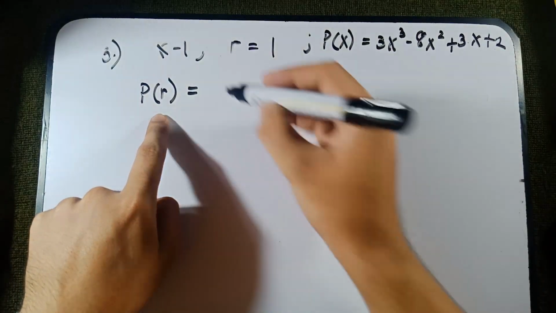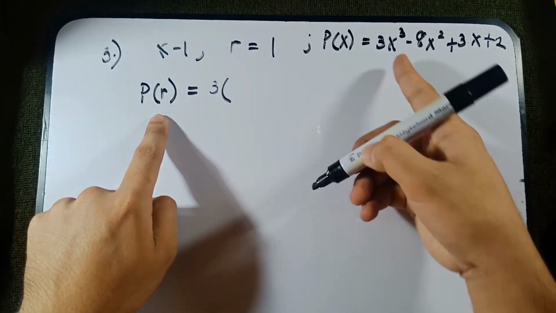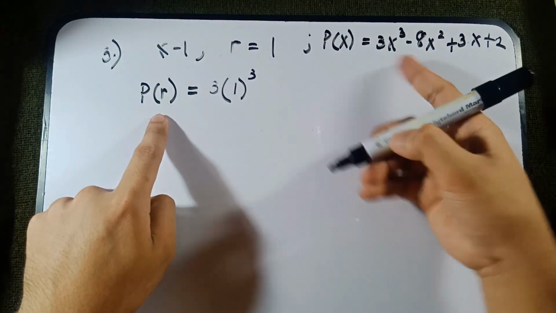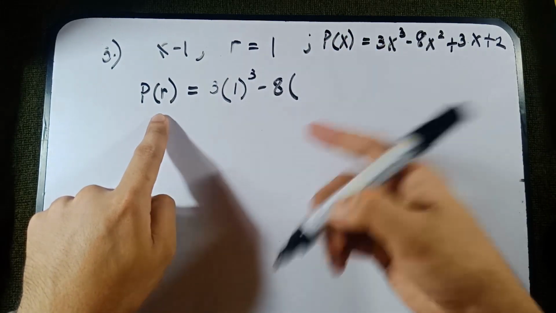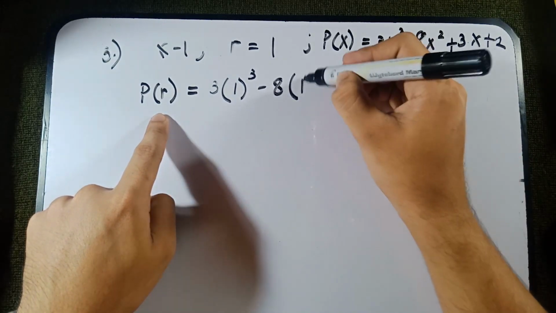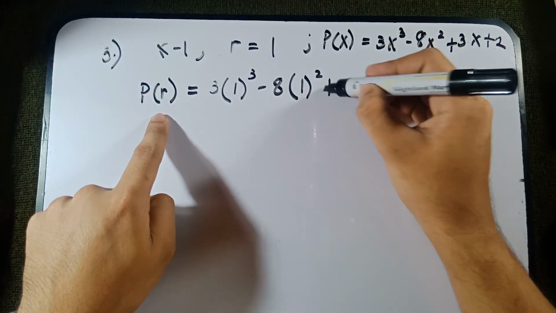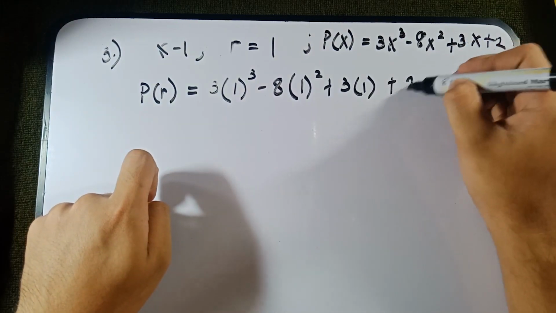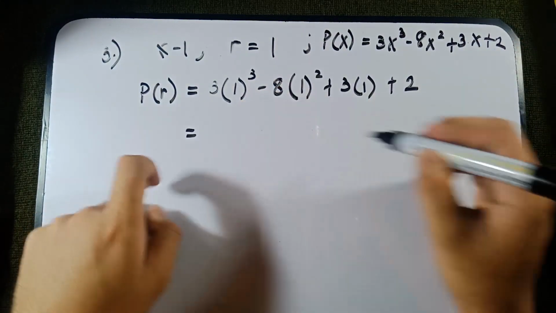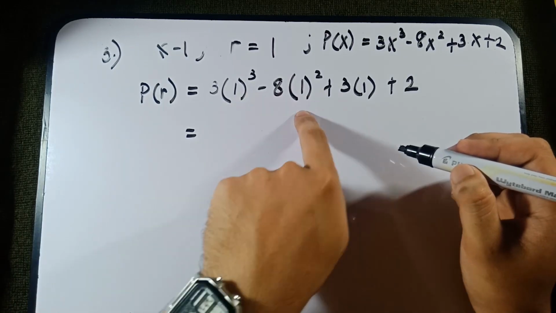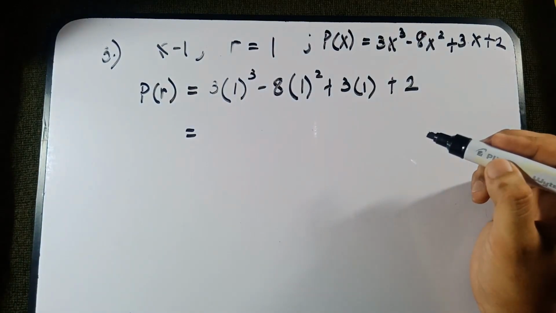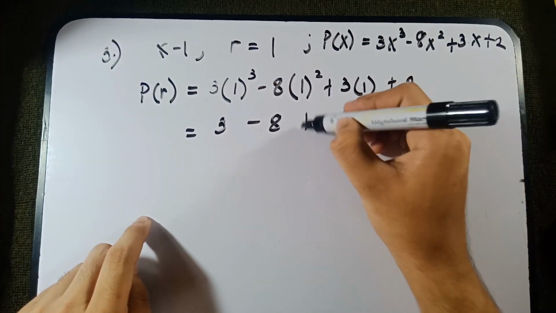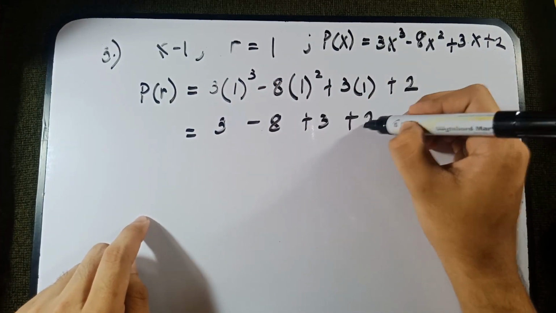Ngayon, substitute natin yung value ng r dun sa mga x to solve for P of r. Right? So, 3 multiplied by 1, 1 yung r, cube, minus 8 multiplied by 1 squared, plus 3 multiplied by 1, plus 2. So, simplify. 1 cube is 1, 1 squared is 1. So, this will be 3 minus 8 plus 3 plus 2.